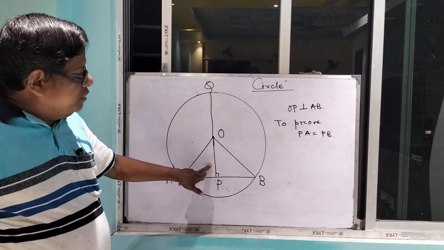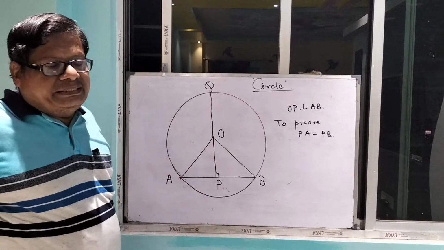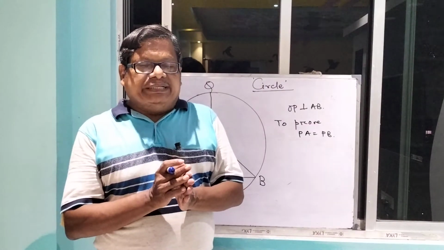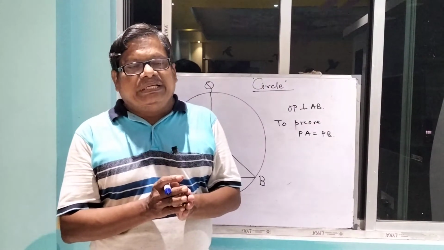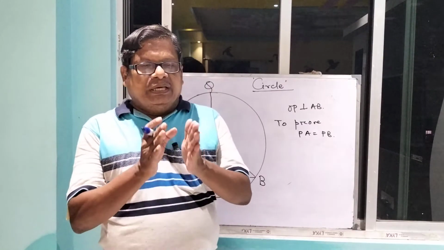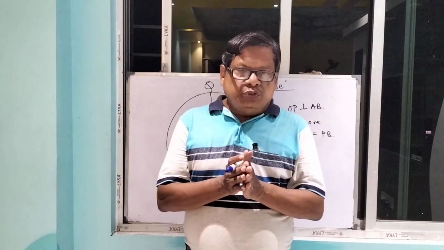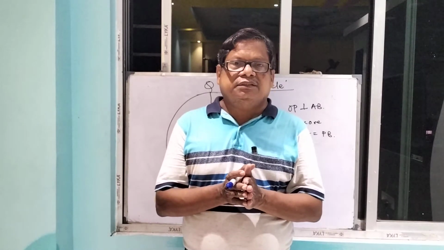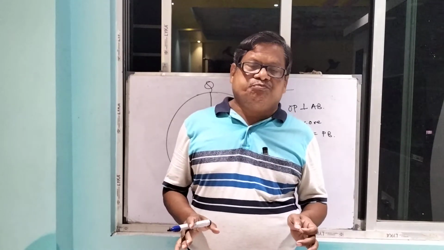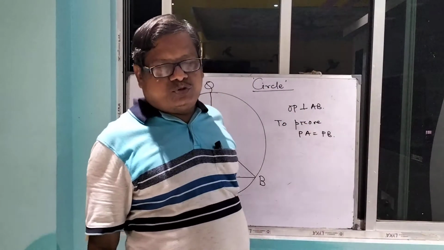And here, this is the converse theory. A straight line which passes through the center and bisects the chord is perpendicular to the chord. Keep in mind, a straight line which passes through the center and bisects the chord is perpendicular. That is the converse theory also.